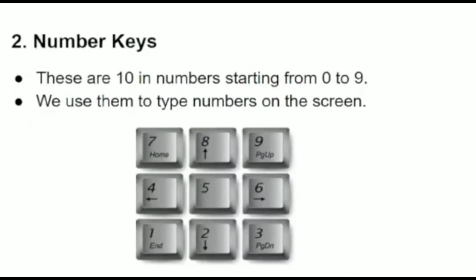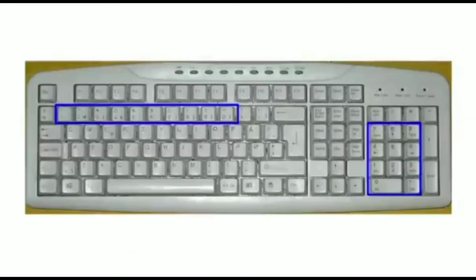Second one is number keys. These are keys with numbers written from 0 to 9. These keys are used to type numbers. One set of number keys are placed above the alphabet keys and another set is on the right side of the keyboard.